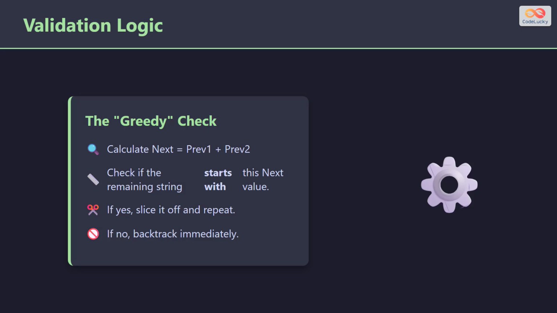This is a greedy validation. We calculate the sum of the previous 2 numbers. We then look at the remaining string. Does it start with this sum? If yes, we slice that part off and continue validation for the next number. If no, we know our initial choices were wrong, and we backtrack to try different starting numbers.